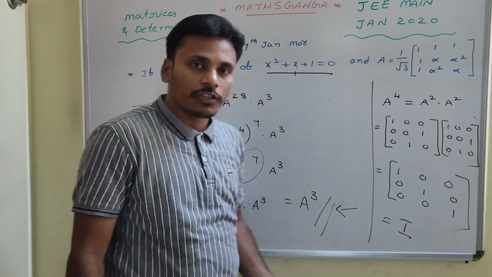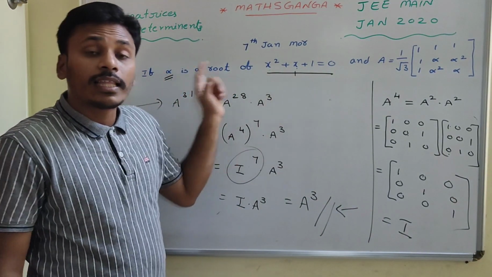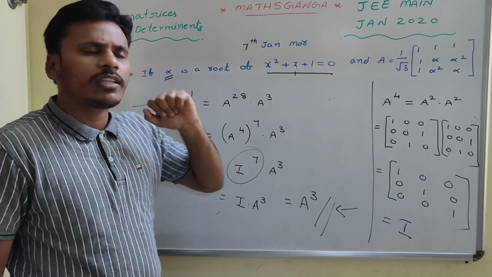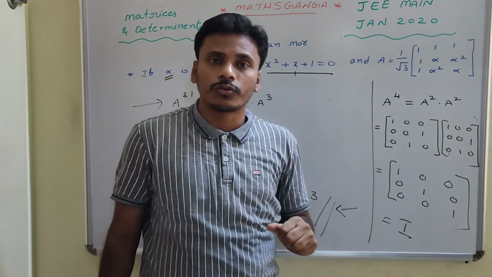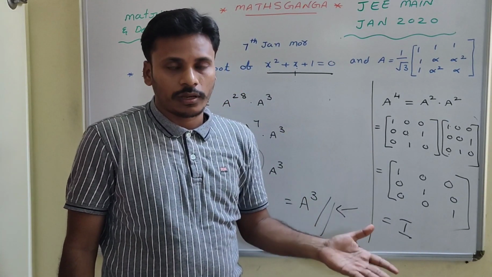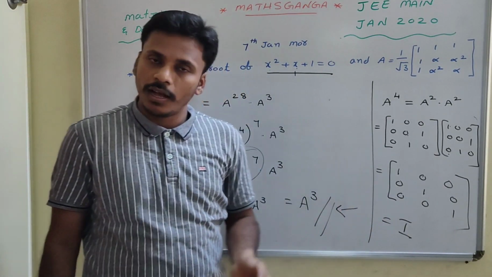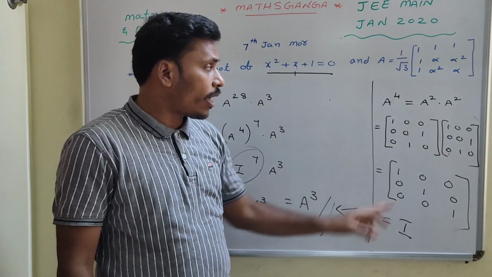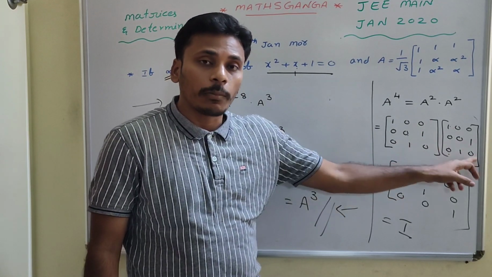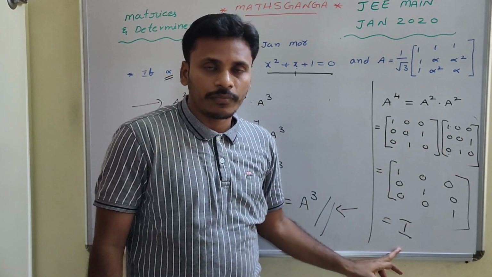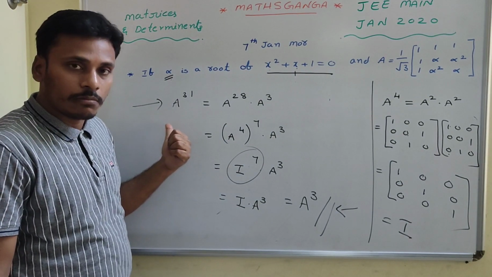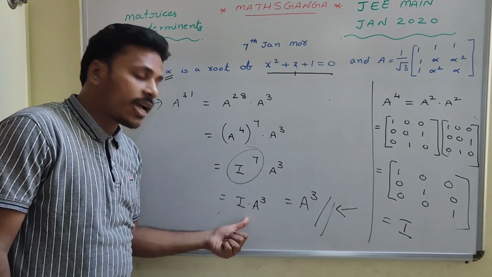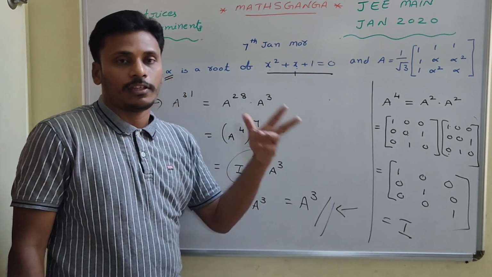To start our calculation we need to utilize the given idea that alpha is a root of x square plus x plus 1 equals 0, and we know that the roots of this are omega and omega square. For instance, take alpha equals omega, replace alpha with omega, calculate A square, you get it, and if you multiply these two, A power 4 is the identity. At the end, A power 31 is nothing but A power 28 into A cube. This A power 28 leads to identity, identity into A power 3 is A power 3, right?